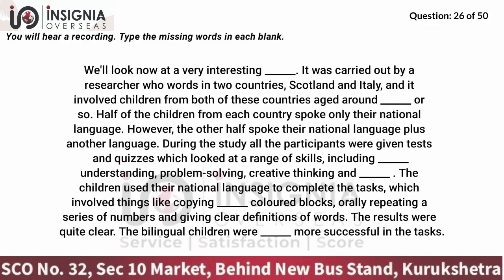During the study, all the participants were given tests and quizzes, which looked at a range of skills, including vocabulary understanding, problem solving, creative thinking, and arithmetic. The children used their national language to complete the tasks, which involved things like copying patterns of coloured blocks, orally repeating a series of numbers, and giving clear definitions of words. The results were quite clear. The bilingual children were significantly more successful in the tasks.